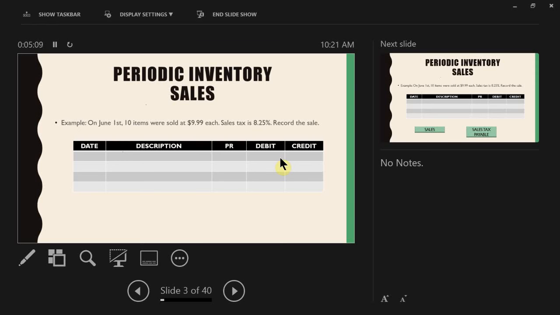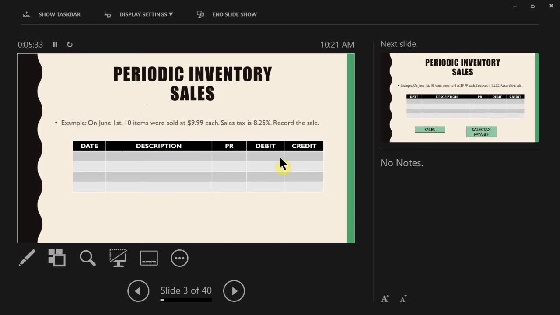So in this case, we need to understand this. We are increasing our cash flow because we're receiving money from other people. Therefore, we must debit our cash account because we're increasing our cash account. And in this case too, when we sell a product, we sold something, so therefore that's going to be in relation to sales.